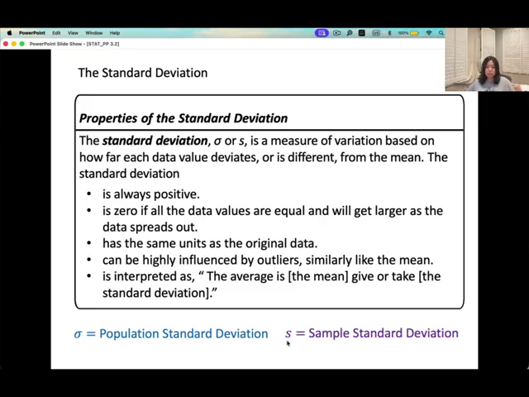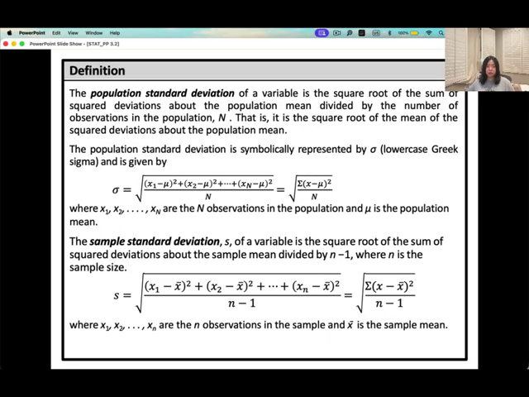And then S, this represents the sample standard deviation. Okay, I need you guys to remember all the notation: the mean, the median, population standard deviation, or sample standard deviation. Now, let's look at the formula. Population standard deviation of a variable is the square root of the sum of squared deviations about the population mean divided by the number of observations in the population.